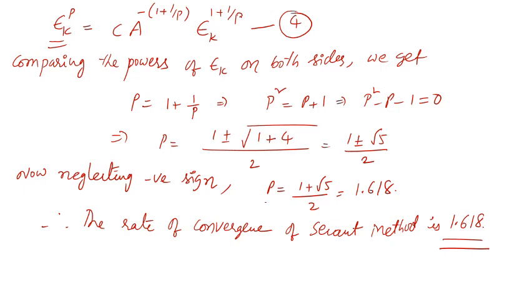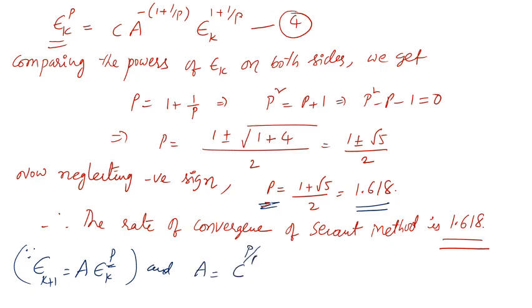Okay, and why we are taking this p only? Because we are comparing, what is our error? Epsilon k plus 1 is equal to a into epsilon k power p. We consider here, and what is p here? This p is 1.618. And what is a here? A equal to c p by p plus 1 you will get. How to get this one? Again, comparing on both sides of 4. What you will get? 1 equal to c into a to the power of minus 1 plus 1 by p. Isn't it? Right?